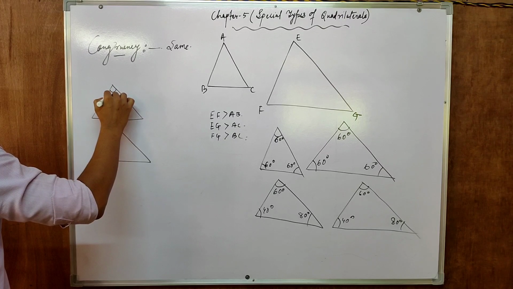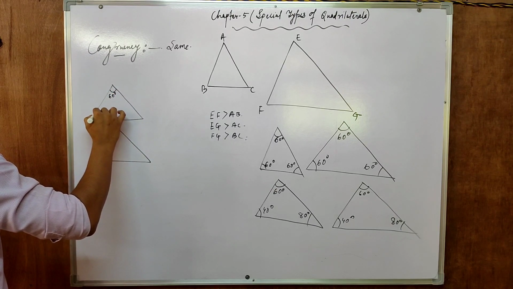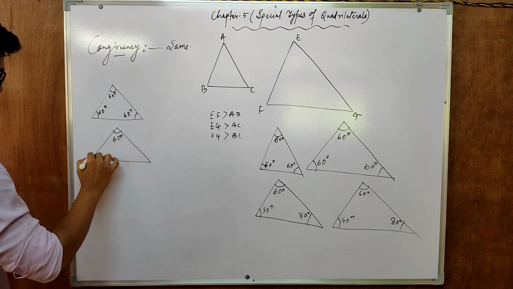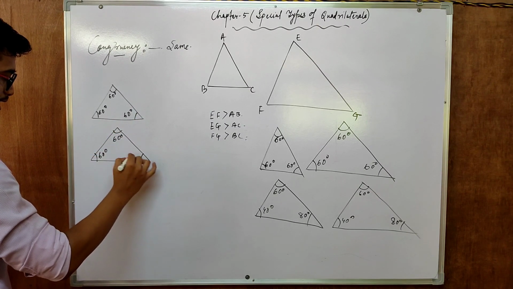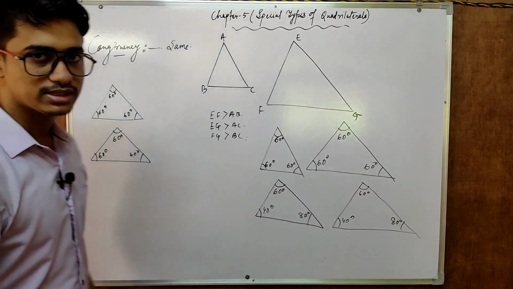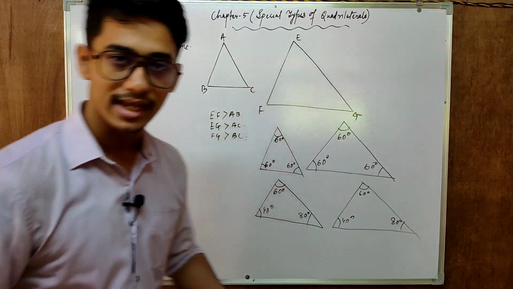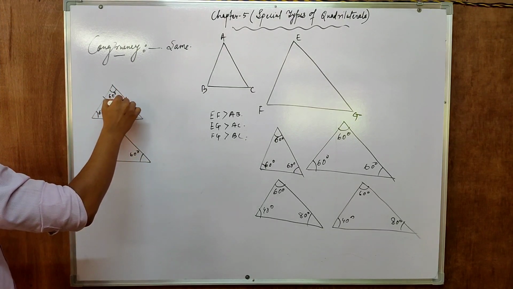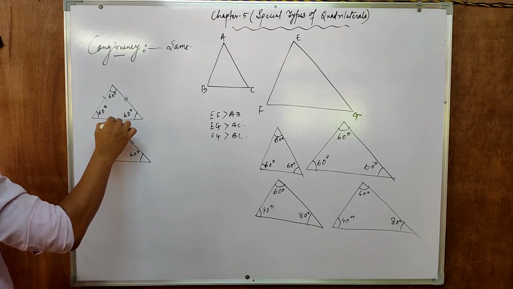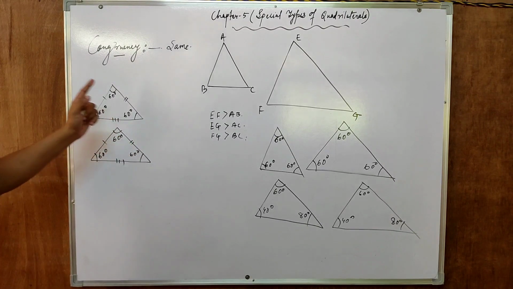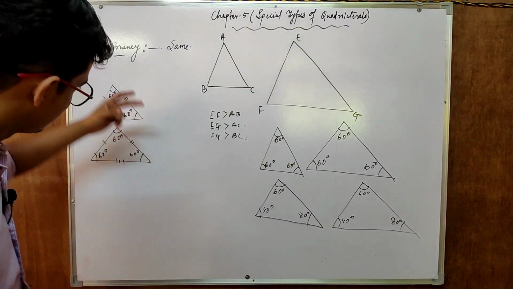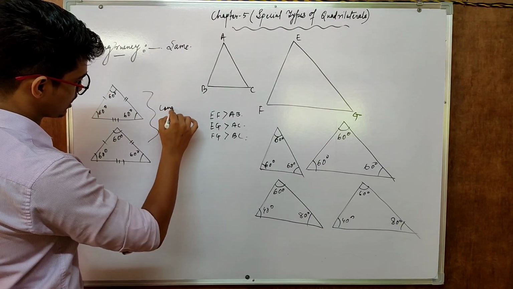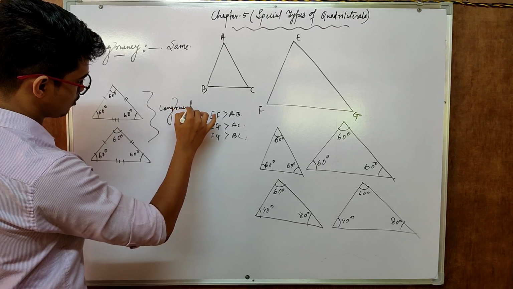These two angles are also equal, 60 degrees, 60 and 60. And as I have shown you, for sides, if two sides are equal, then we give a cut mark, like this one. These two sides are equal, these two sides are equal, and this one is also equal. Then at this point we can say that these two figures are congruent.